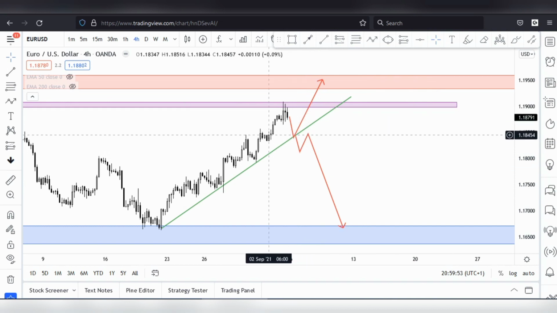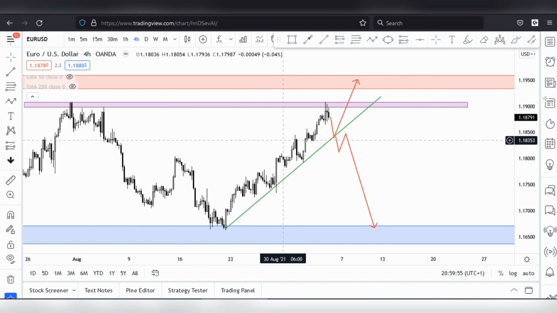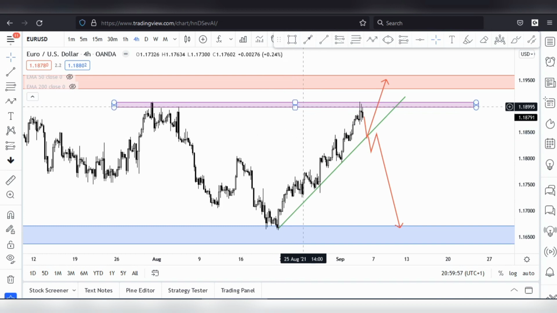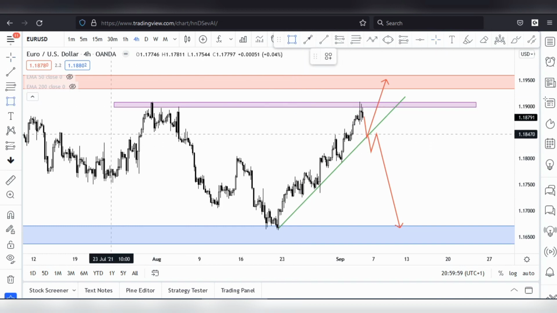Now, if price gets to this level, you can see already that there is some sort of support level over there. Okay, and I'll just draw it out so that you can see it yourself.